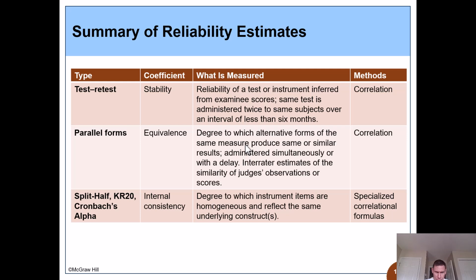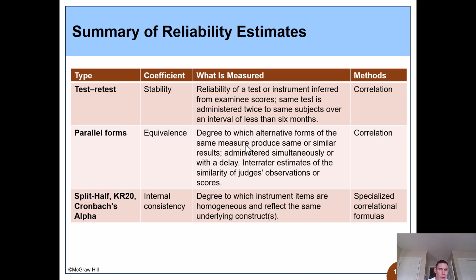So test-retest, that's a very common one. It speaks to a stability coefficient. What is measured is the reliability of a test or instrument inferred from examinee scores. The same test is administered twice to the same subjects over an interval of less than 6 months. So this would be a correlational type method. A good example of that would be a pre and post test that you take at the beginning and ending of a class.